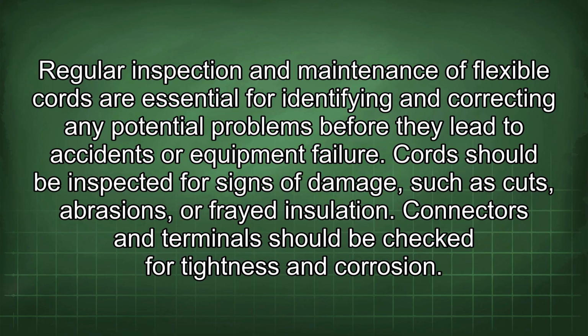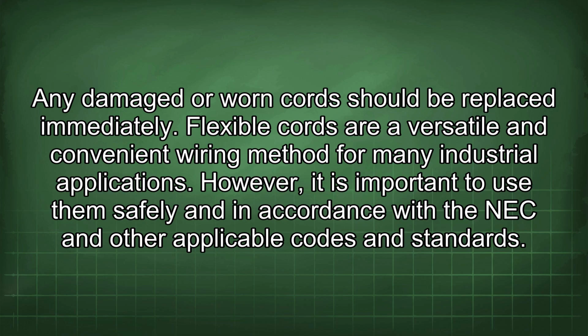Regular inspection and maintenance of flexible cords are essential for identifying and correcting any potential problems before they lead to accidents or equipment failure. Cords should be inspected for signs of damage, such as cuts, abrasions, or frayed insulation. Connectors and terminals should be checked for tightness and corrosion. Any damaged or worn cords should be replaced immediately.